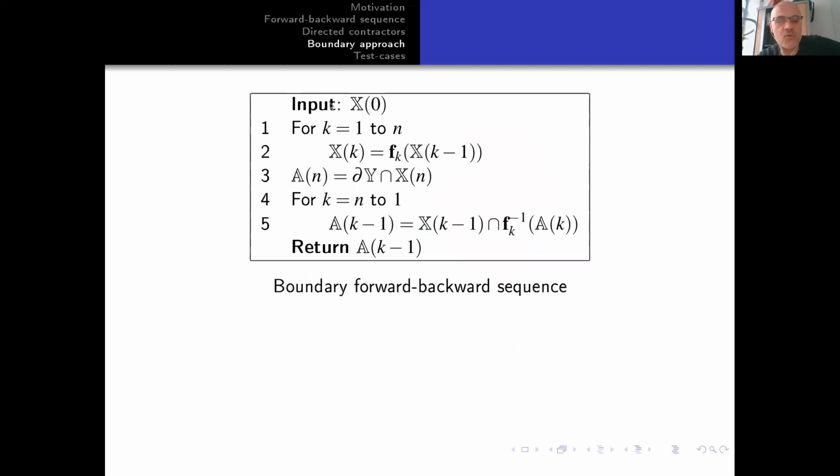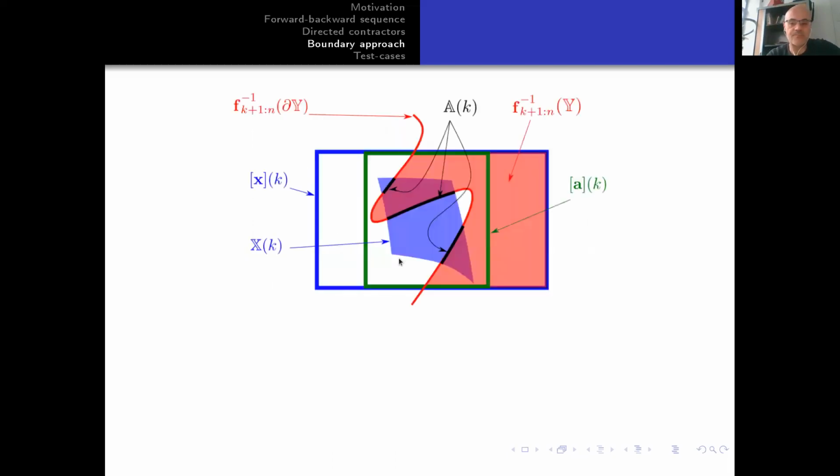If I want to deal with boundaries, what I propose is the forward sequence as we had previously. So X is the set of all points at time K that are consistent with the initial set. Here we make the intersection only with the boundary, okay? And after we have the backward sequence, but we can see that A is only consistent with the boundary. Okay, so if we do this, let me show you a picture of what we have at time K.